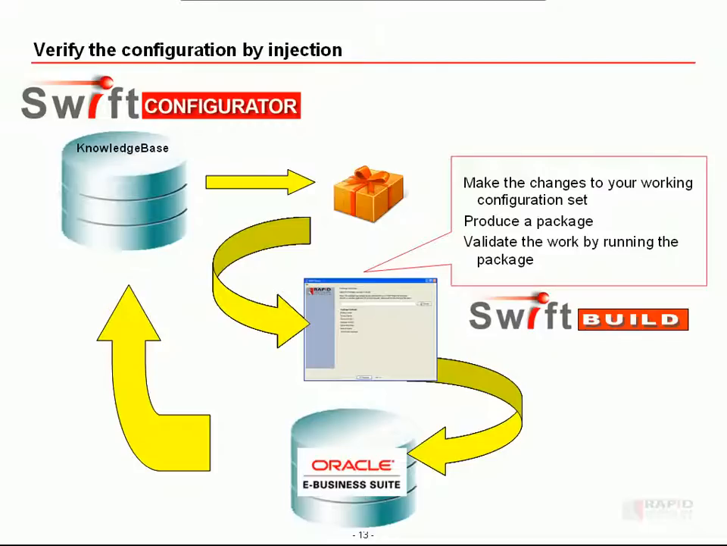Once we've done all that and made any further additional changes to the working set, we ask Configurator to produce a package. That takes only a few minutes. We then download it from Configurator and provide it to Build. Build will then work with the Oracle instance, launch the application, and perform the configurations just like an electronic consultant. They'll be put in through the screen, they'll be processed by Oracle through the front end. Again, this is the only way that you can put in configurations that will be supported.